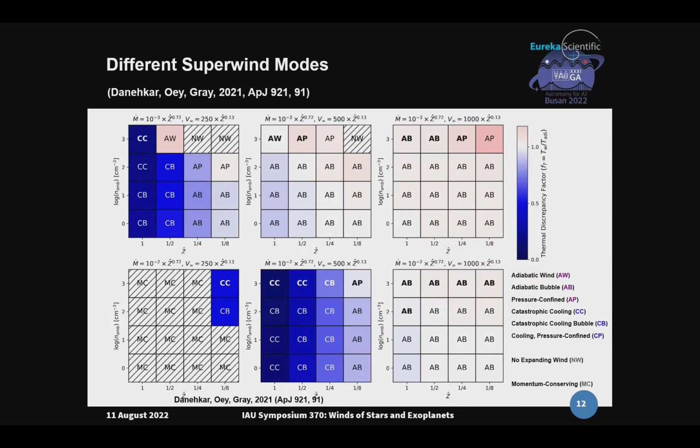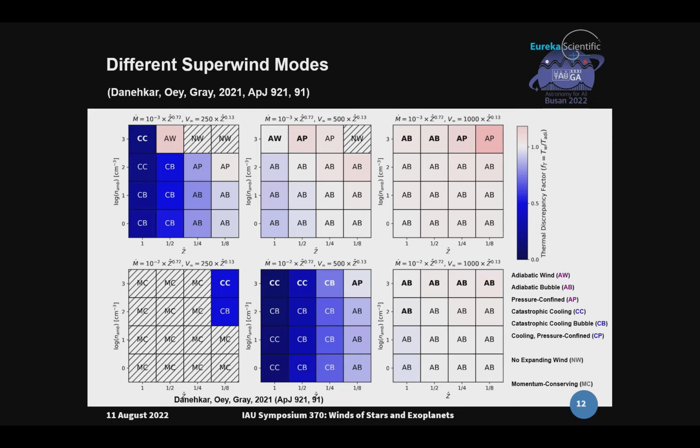And here is a bigger parameter range. As you see, by increasing the mass loading rate, we have higher cooling. And in this figure, you see MC. MC is momentum-conserving winds. Because of the strong mass loading rate, we have very strong cooling, and the formation of the wind and bubble is totally suppressed by the strong cooling effects.